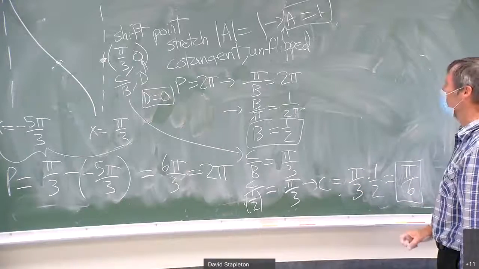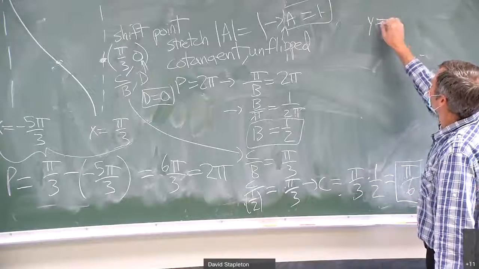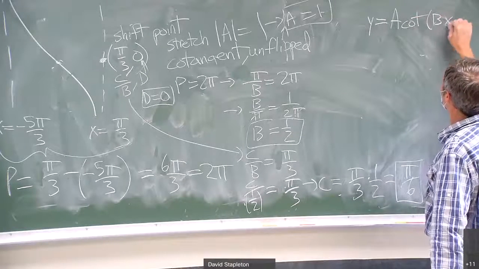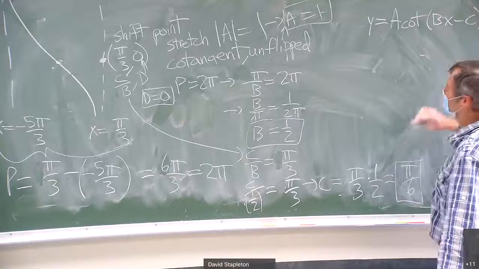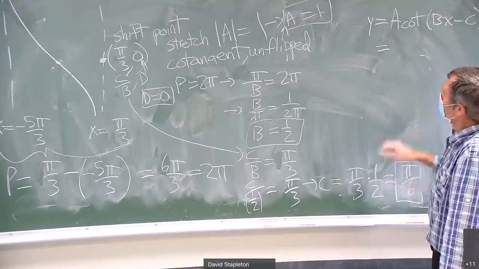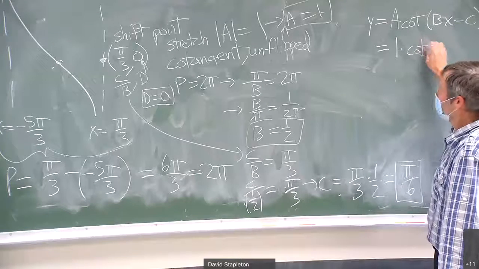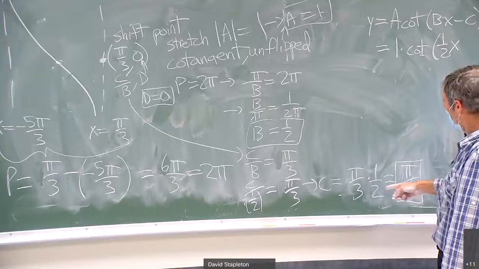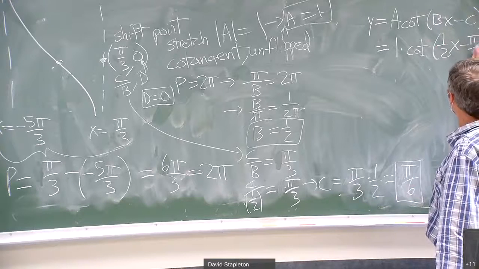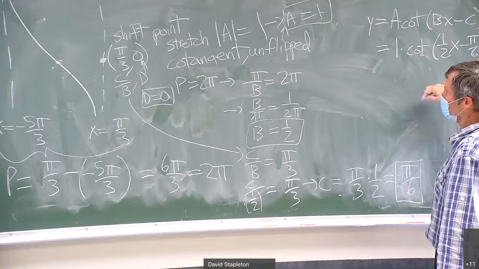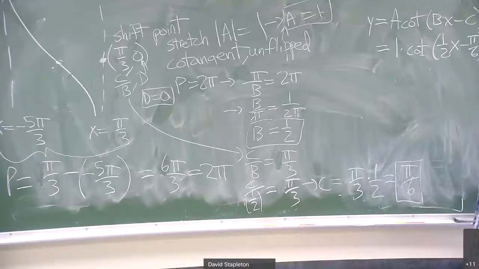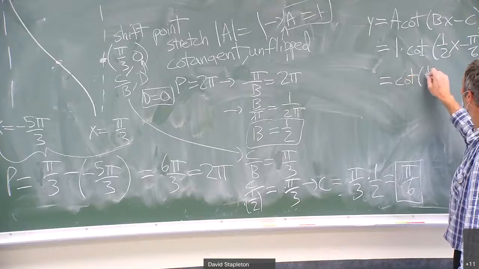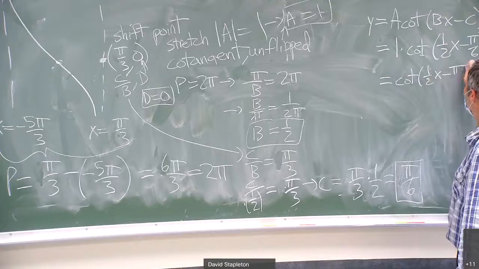All right, pi over 6. Y equals a cotangent of b times x minus c, plus d. Thank you very much, by the way. A is 1, b was 1/2, c was plus pi over 6, so we subtract c, and then d was 0. The answer hopefully says cotangent of 1/2 x minus pi over 6.